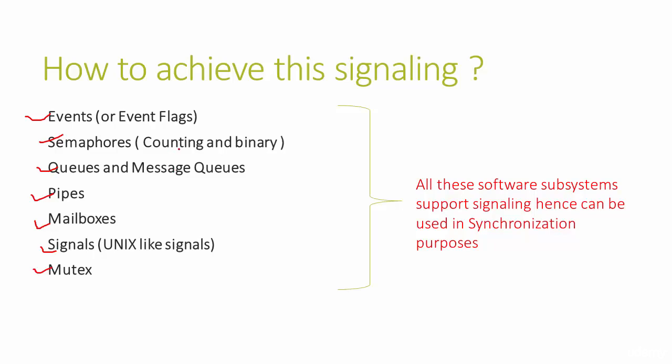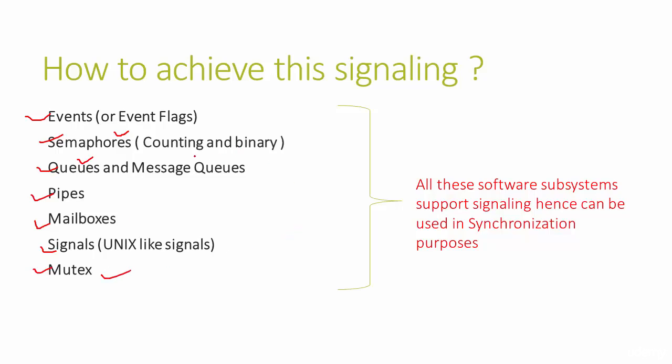In FreeRTOS we have semaphores. We have both counting and binary semaphores that we can use for synchronization purposes. We have dedicated exercises where I will demonstrate how you can synchronize between two tasks and between a task and interrupt. And we have queues and we have a mutex.